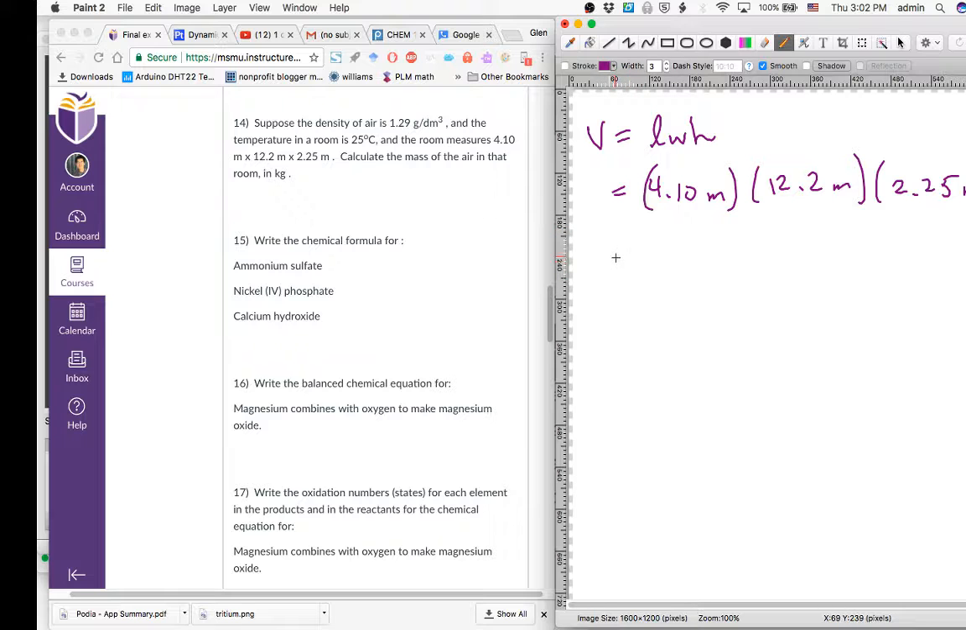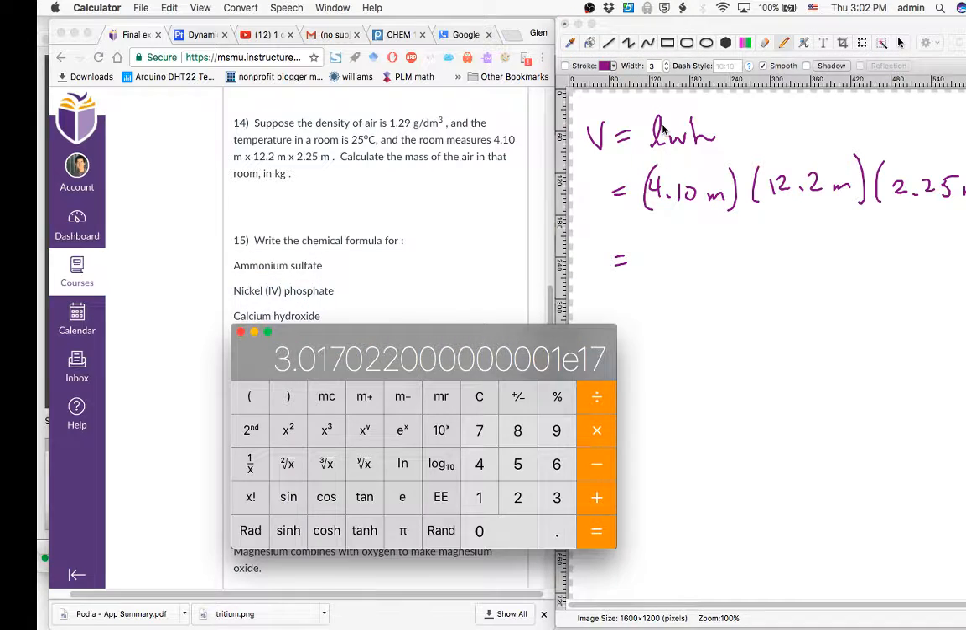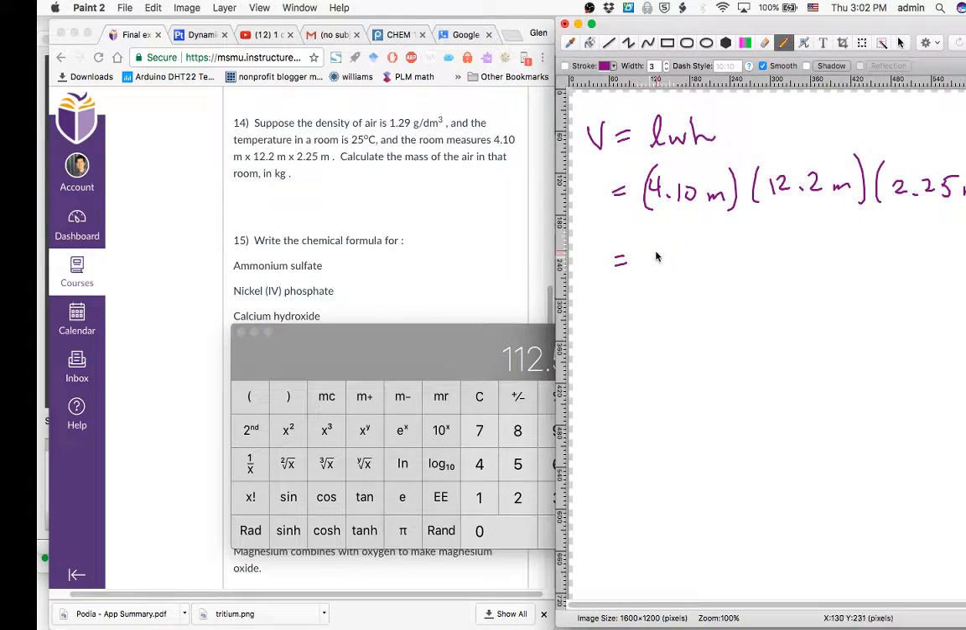Now, I get the answer in meters cubed. There are only 3 significant figures, so 113 meters cubed. Can I use this to find the mass of air given this density? Not exactly. See, this density has dm cubed, not m cubed. So I'm going to convert this to dm cubed so that I can use it with this density. So let me do that now.